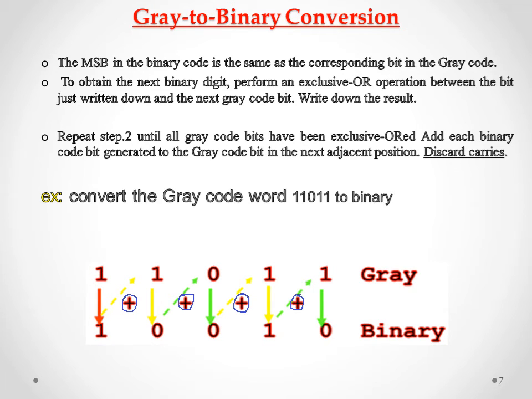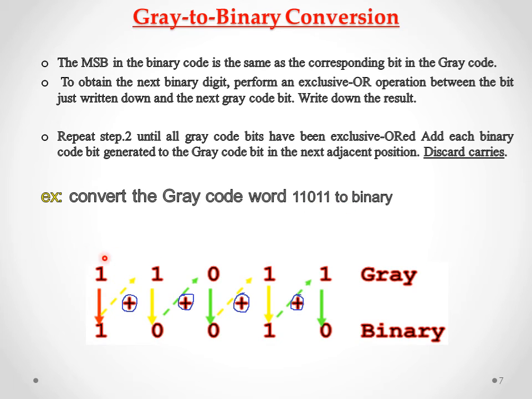Then next, to obtain the next binary digit, perform an exclusive OR operation between the bit just written down and the next gray code bit. Then write down the result. Repeat step 2 until all gray code bits have been exclusively ORed. Then discard any carries. So we are going to convert our gray code word 11011 to its equivalent binary.